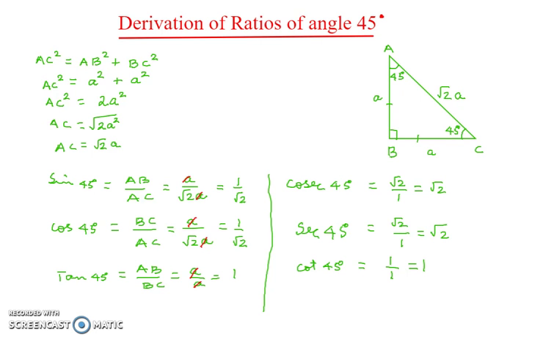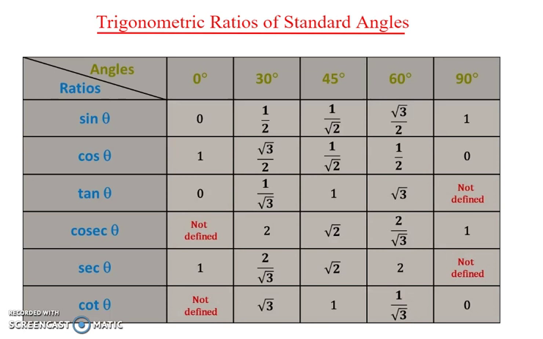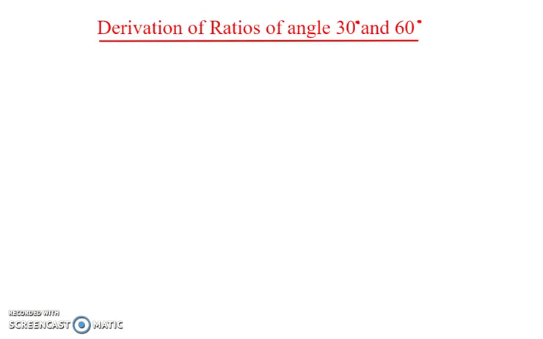If you want to verify, you can go to the table and you can check it out, right? Here also you can see that sine 45 degrees 1 upon root 2, cos 45 degrees 1 upon root 2, tan 45 is 1, cosec 45 degrees root 2, secant 45 degrees root 2 and cot 45 is 1. Now, same way we are going to derive the values for 30 degree and 60 degree, okay? So for that, a little bit of extra calculation is required, but we'll do it, don't worry.